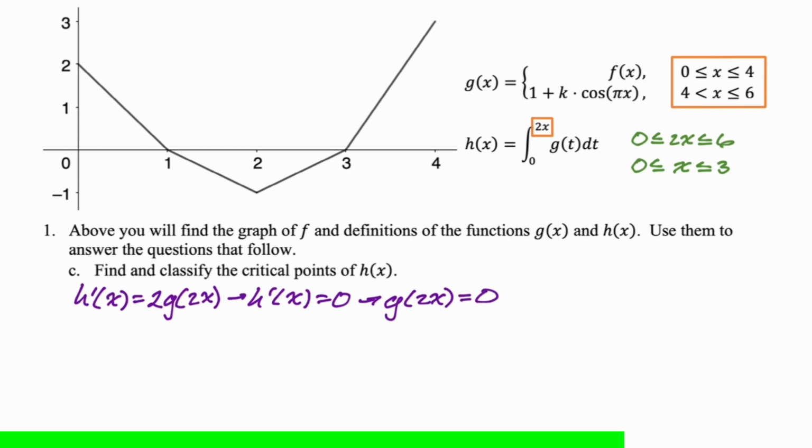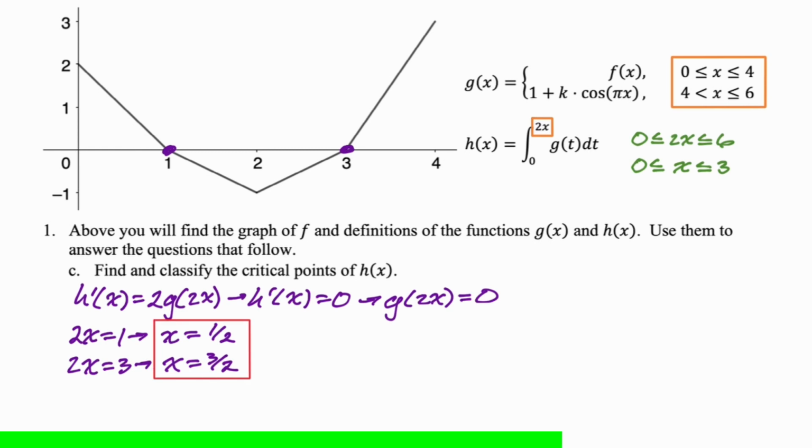Okay, now let's look at this thing. For when we're dealing with the part that's just f, we know that f is 0 by looking at 1 and 3, but those are 2x. So 2x is equal to 1 or 2x is equal to 3. So if we have 2x is equal to 1, then x must be 1/2. If we have 2x is equal to 3, then we have x is equal to 3/2. Those are two critical points. The derivative is definitely 0 there. Okay, so let's box those.